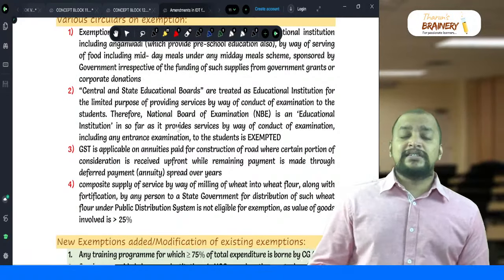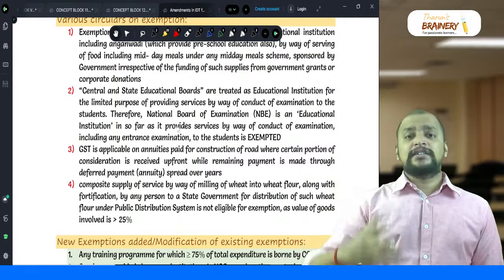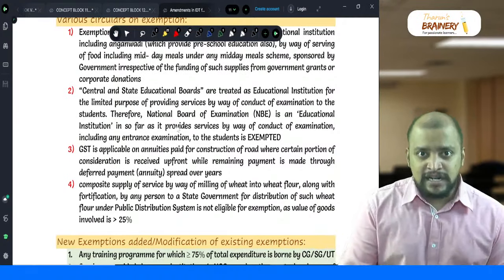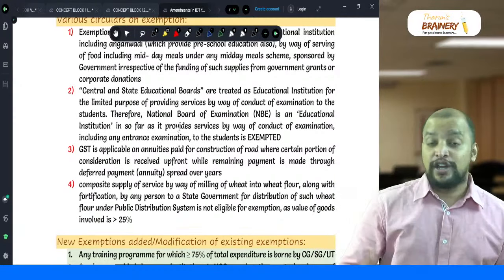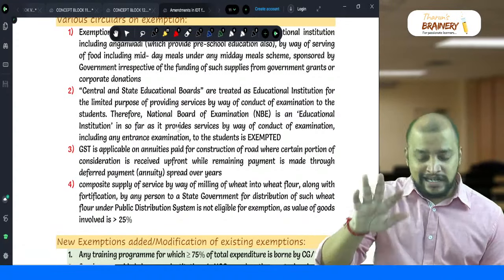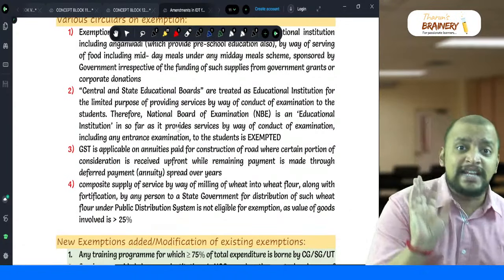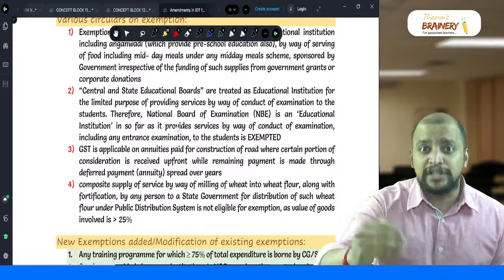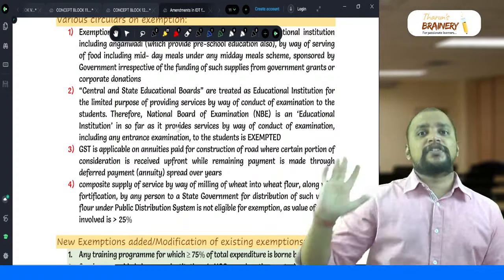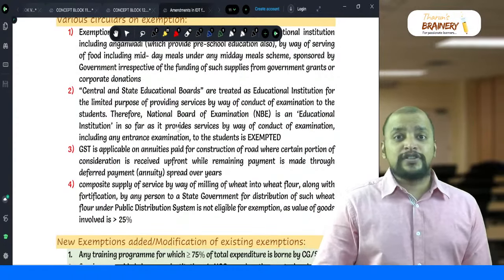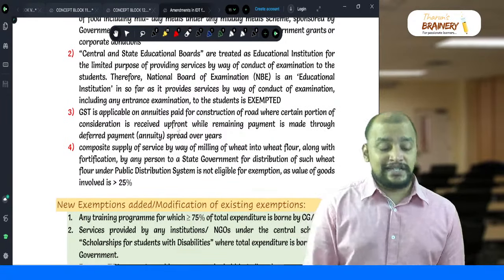So in this case, will these examination boards be treated as educational institutions, so that the entrance fee is exempted? Yes, that entrance fee is exempted. Even if it is only an examination body, it should be treated as an educational institution for the limited purpose of conducting the exams. Therefore, services provided by them by way of collecting entrance exam fee are exempted.